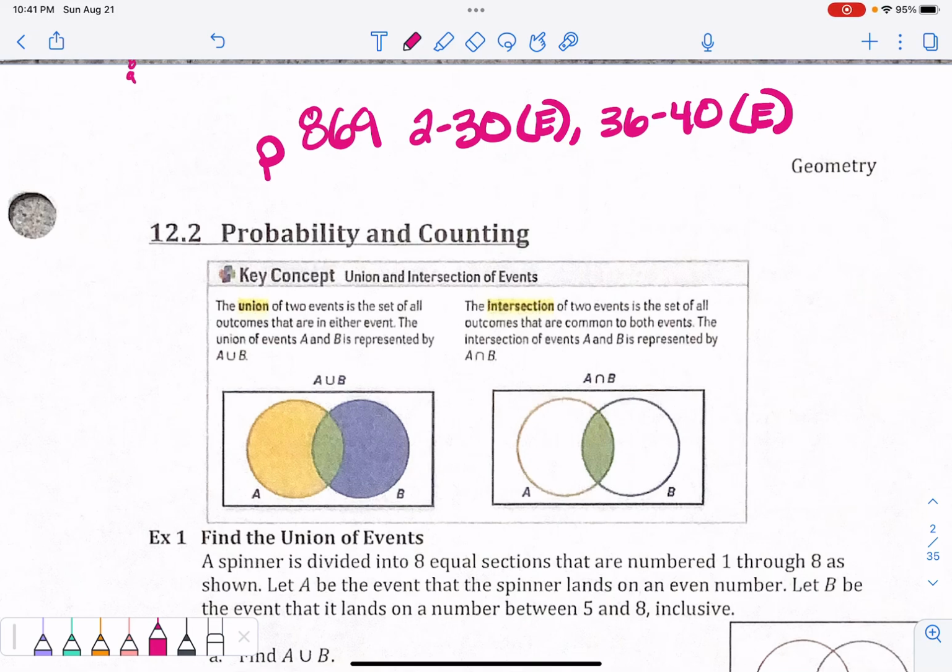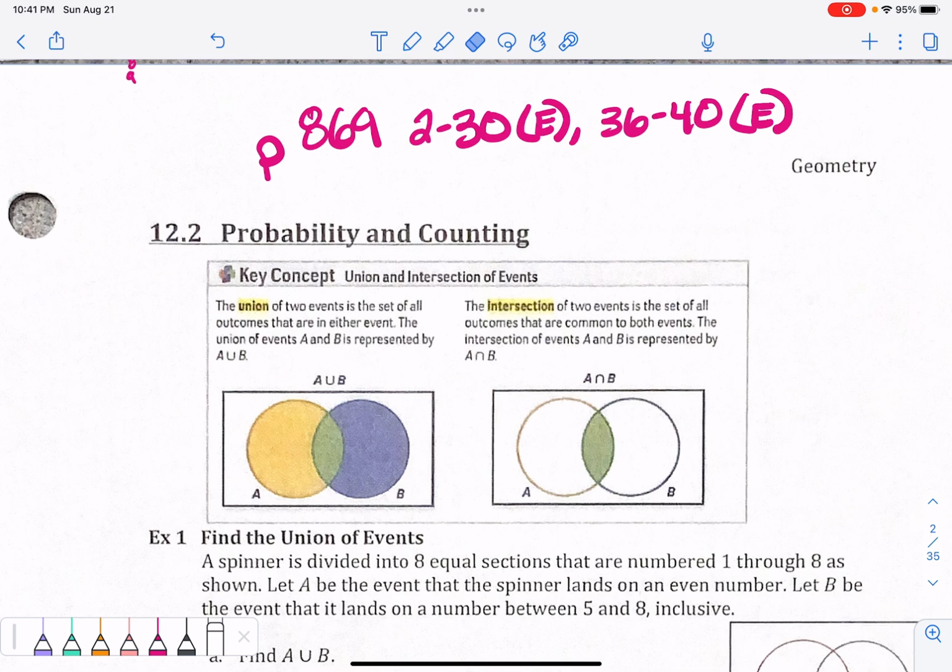Okay, geometry, we're on to section 12.2. Again, the homework assignment for this section is right here. It's way at the back of your book. 2 through 30, the evens, and 36 through 40, the evens. Do that for Monday, and then we'll turn in all your homework assignments on Monday and go over questions and all that stuff.